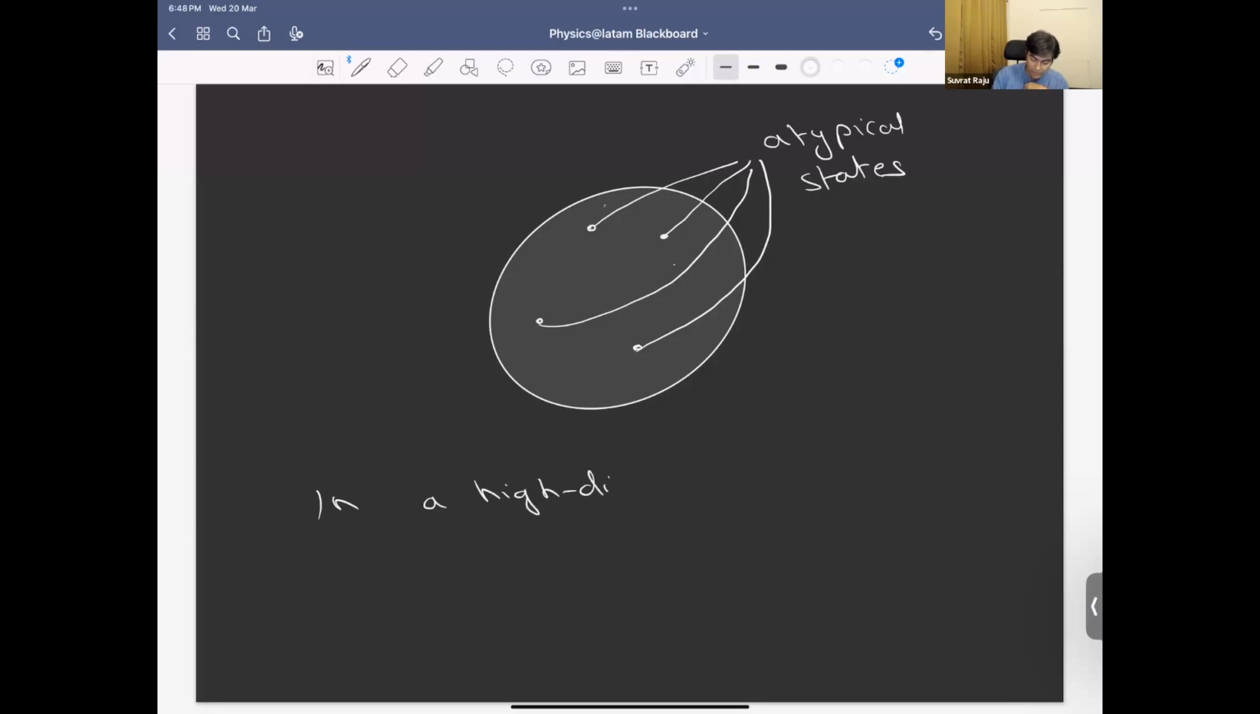In a high dimensional space, most states are featureless. What does that mean? That means that, if you pick a set of observations ahead of time and you say, this is what I mean by feature, then most states will just give you the same answer for all those observations. There'll be some states, of course, that will be special, but most states are just featureless.